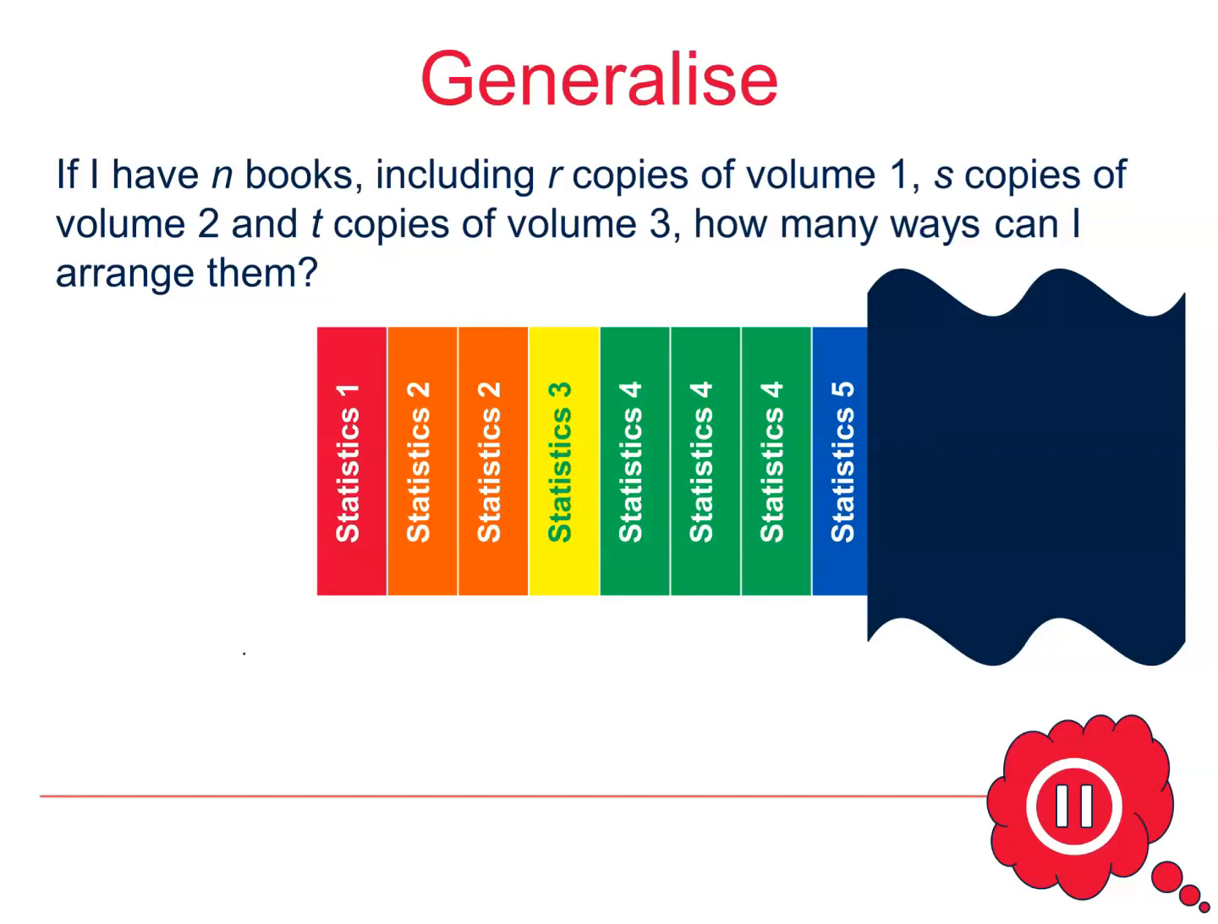OK. Well, I've got N books, so that's N factorial arrangements in total. But some of them look the same. I've got R copies of Volume 1, so that's R factorial times too many arrangements. And I've got S copies of Volume 2, so that's S factorial times too many arrangements. And I've got T copies of Volume 3, so that's T factorial times too many arrangements. So N factorial divided by R factorial, S factorial, T factorial. In general, what we're doing is uncounting the repeats.